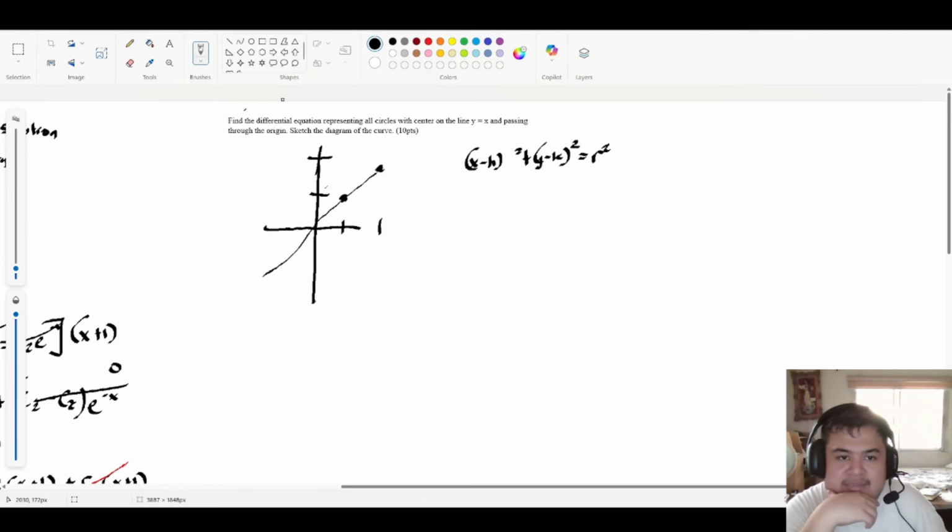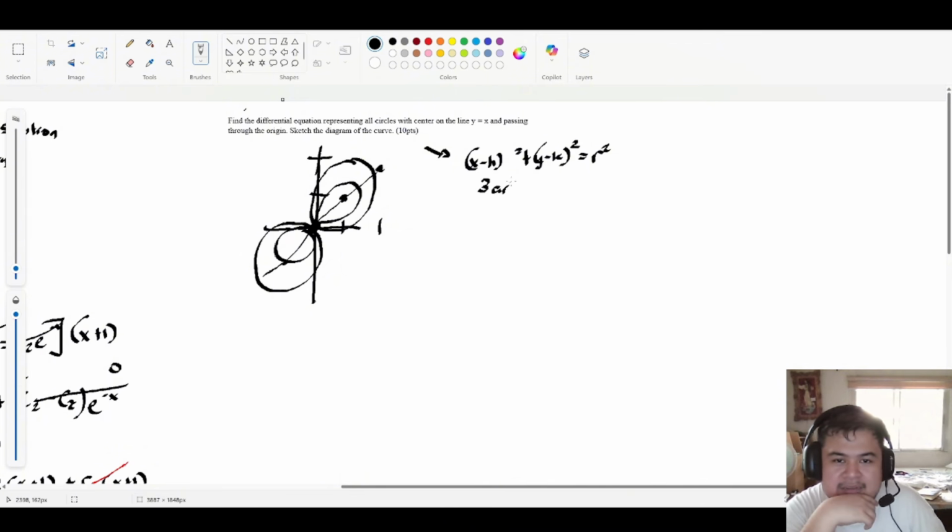When you're going to make a circle, the circle needs to have the center on that line and pass through the origin. Your origin is 0, 0. So like that, like that, like that. In this problem, it basically requires us to analyze the system. Normally we're going to have our general solution, the normal circle, and if we look at that, there are three arbitrary constants.